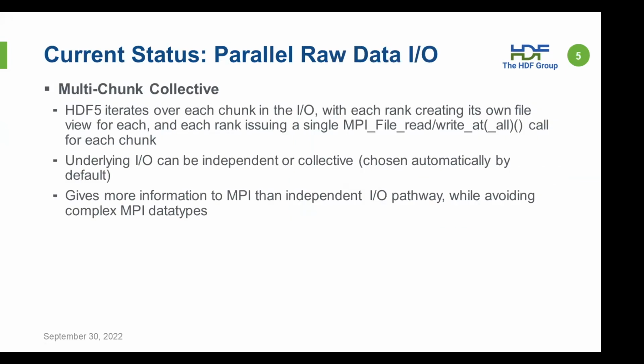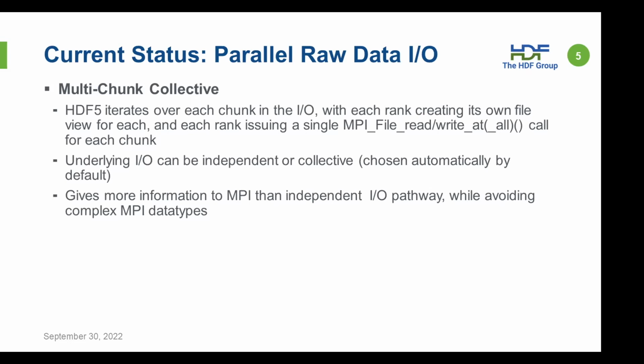And going one step higher level of information, we have the multi-chunk collective IO. This is where HDF5 looks at each chunk in the IO request, and for each chunk it will issue a single MPI file read or write for that chunk. The underlying IO can be either independent or collective, but it's still collective at the high level. Other than independent, all the other methods I'm going to talk about require that all processes call H5Dread or H5Dwrite collectively.